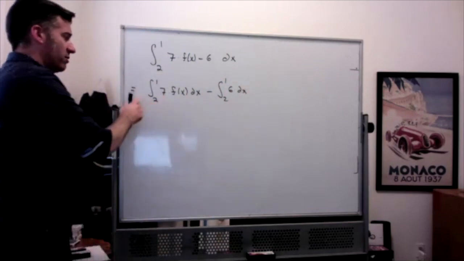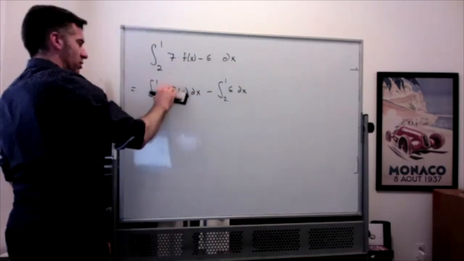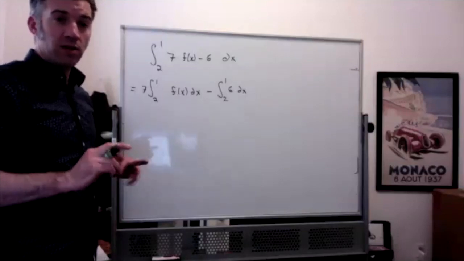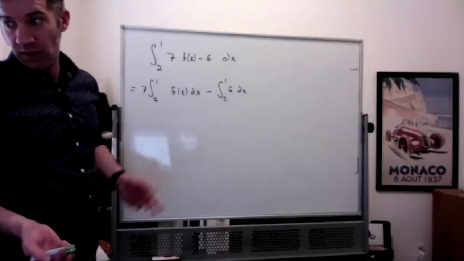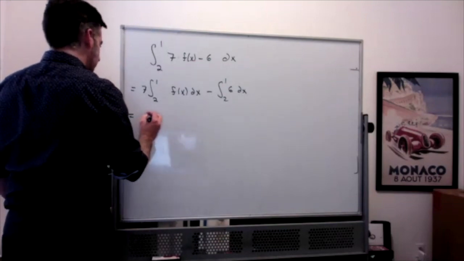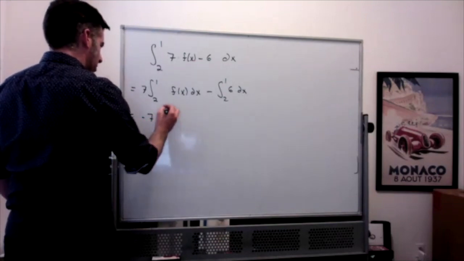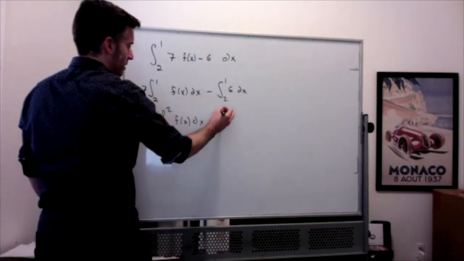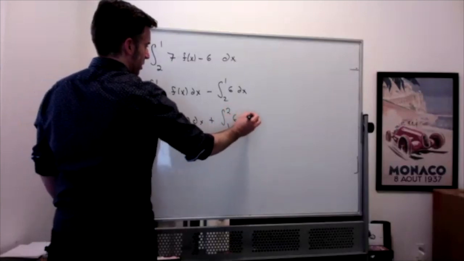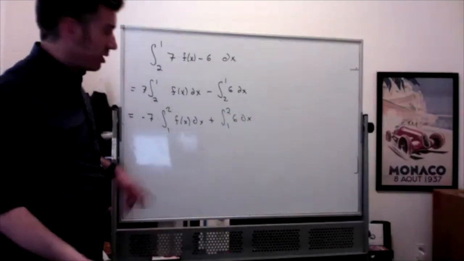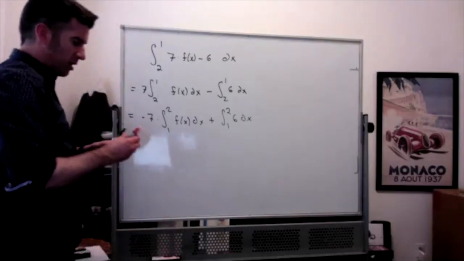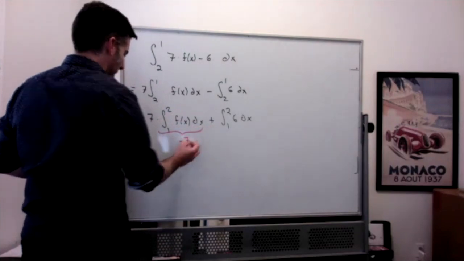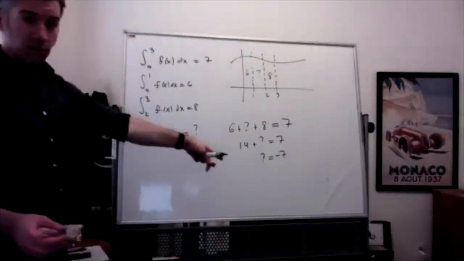You can also pull out the 7. Right? Constant multiples get to come out of the integral. And then we need to use the fact that the integral from 1 to 2 is the negative of the integral from 2 to 1. So I can rewrite this as -7 times the integral from 1 to 2 of f of x dx. Change the sign here, so plus the integral from 1 to 2 of 6 dx. Great. We know what this is. We just found that the integral from 1 to 2 of f of x dx was equal to -7 from our work that we did before.